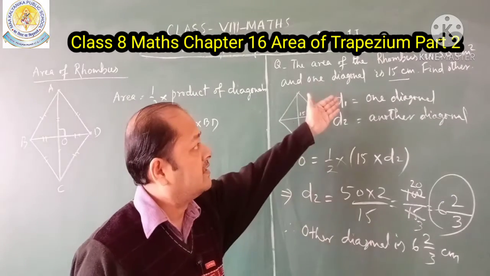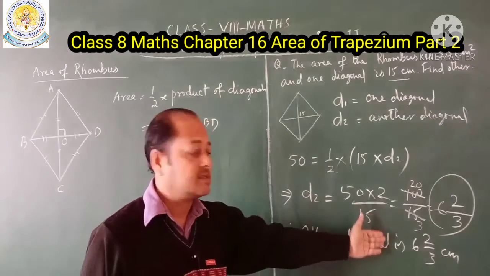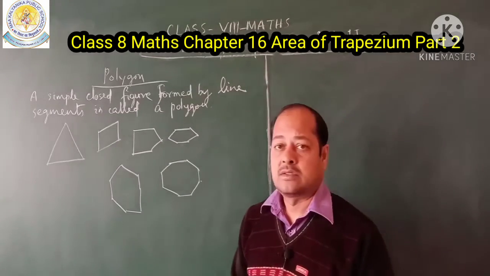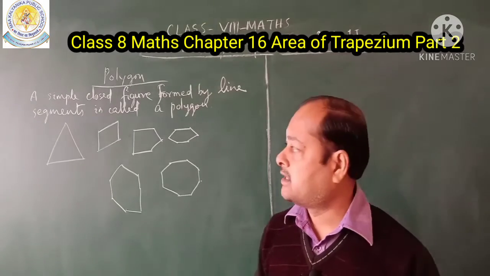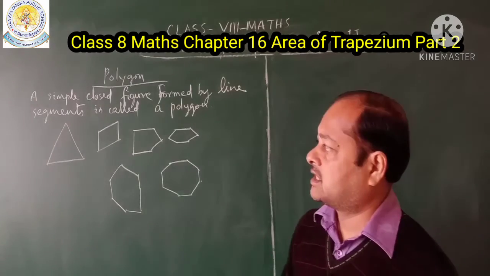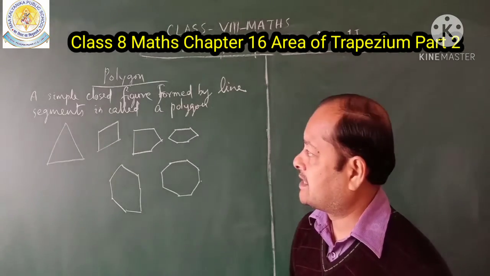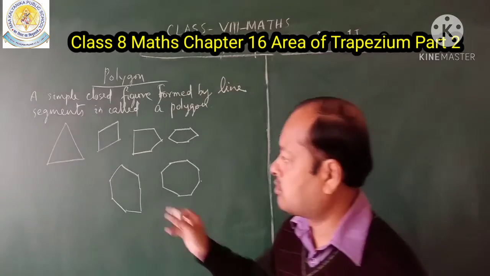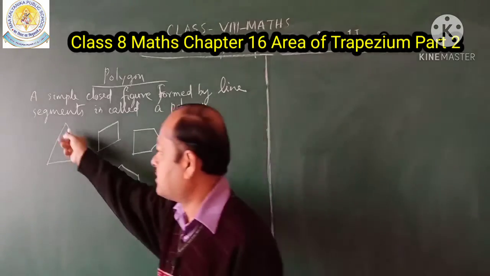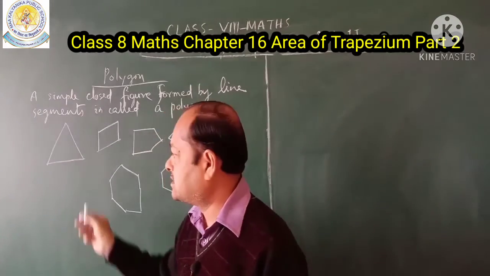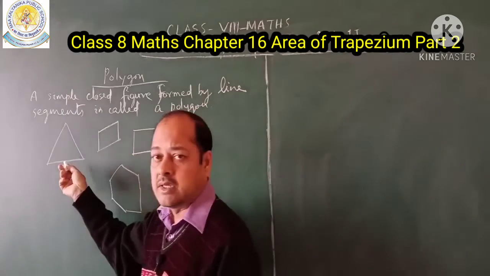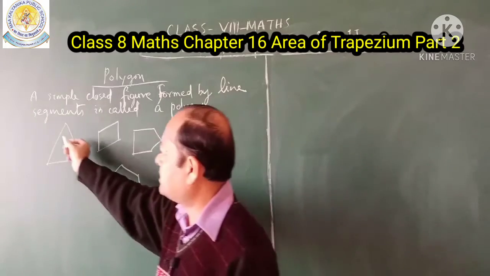One diagonal is given in this question, and the other diagonal we found is 6 whole 2 upon 3 centimeter. Next we are going to discuss what a polygon is and how to find the area of a polygon. First, the definition of a polygon: a simple closed figure, that means it is not open anywhere, formed by line segments is called a polygon. See here, this is a polygon and it is a triangle. There are three sides, so it is a triangle. It is closed, and also it is closed by line segments.